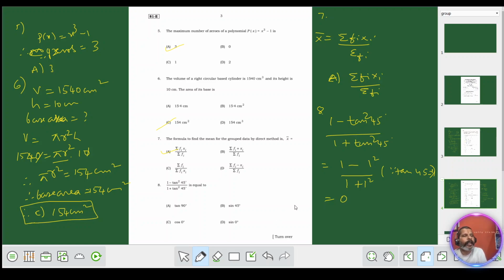Instead it is given tan 90, sin 45, cos 0, sin 0. You should know the table in the trigonometry, the angle table. So here we actually get sin 0 is 0. Therefore the answer is D, sin 0.